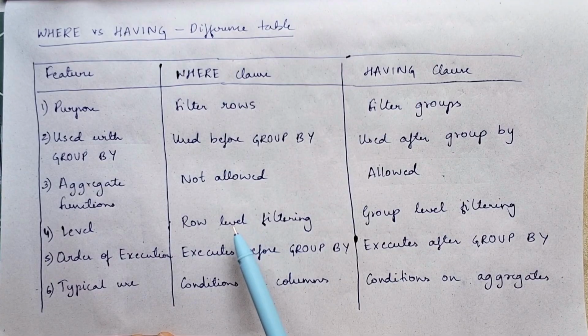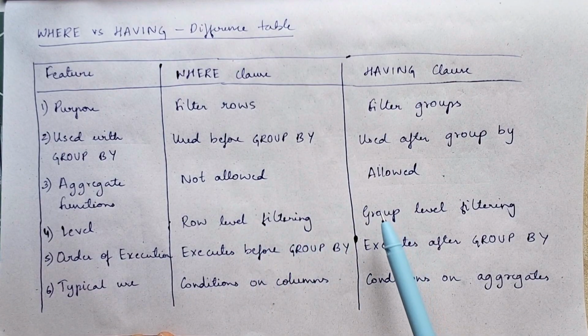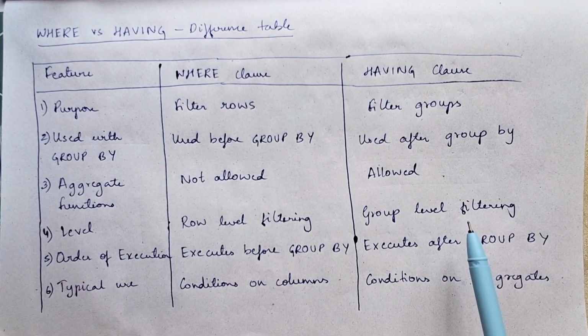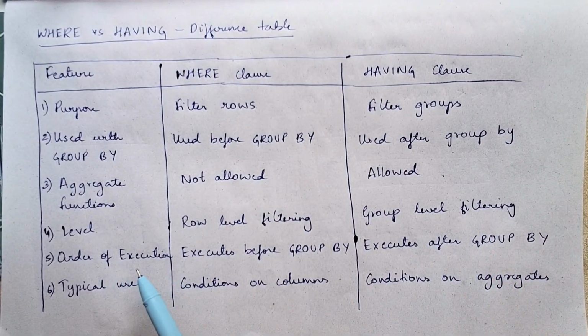And guys, this is also very important. Where clause works on individual records, that is, it is a row level filtering, whereas having clause works on grouped data, that is, it is a group level filtering. Coming to order of execution, where clause executes before group by whereas having clause executes after group by clause. That is, first where clause filters the rows, then group by clause creates groups. Finally, having filters the grouped result.